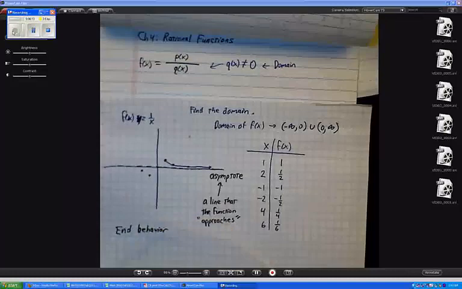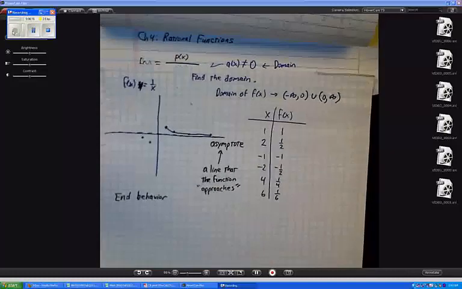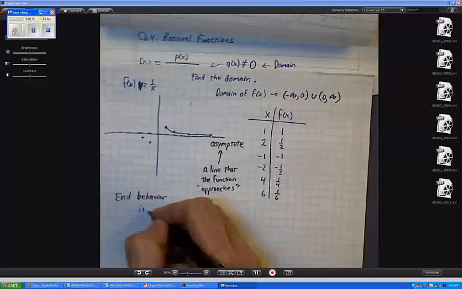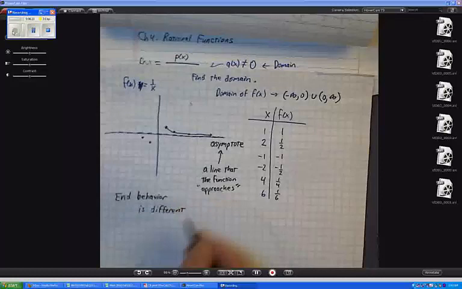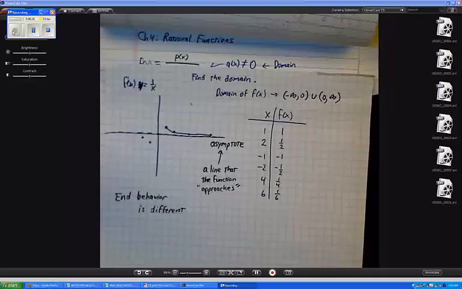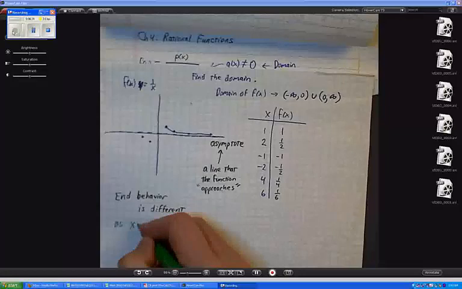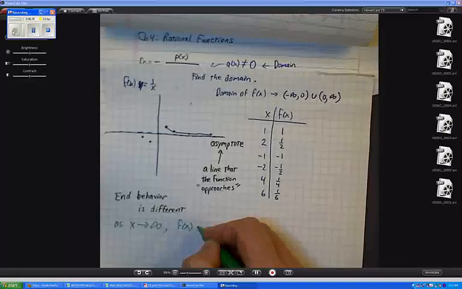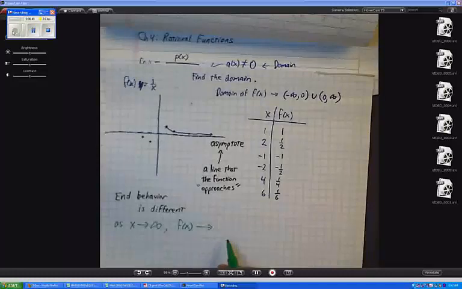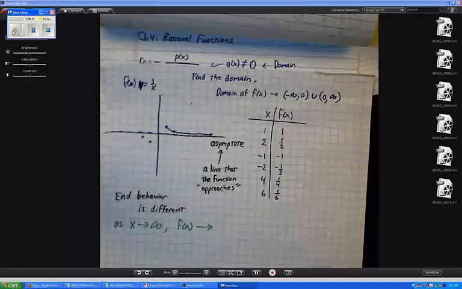We talked about end behavior of polynomials. Here, end behavior is going to be different. Because how did I do end behavior? What I used to do is I used to say, as x goes to infinity, f of x. Do you remember what I used to put here as my answer? There were only two possibilities when we did polynomials. What were the two possibilities? Positive infinity or negative infinity.